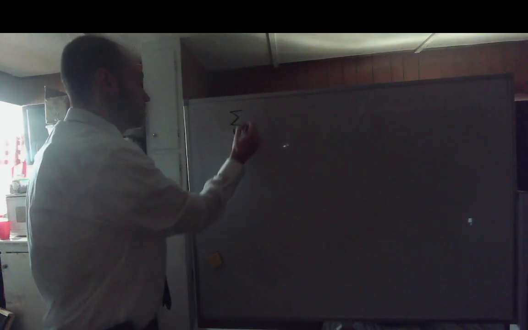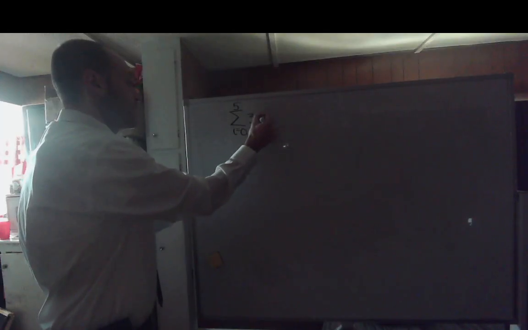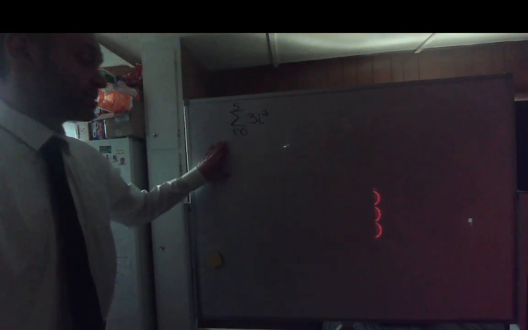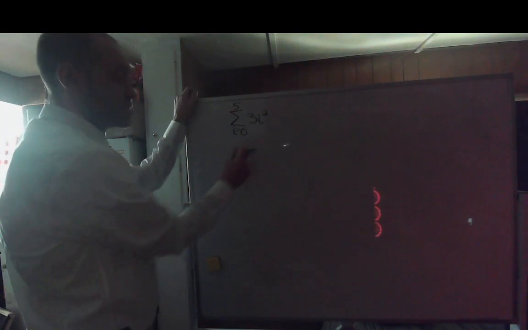Now, what about this? You have i equals 0 to 5 of 3i squared. So this time you're starting with the first number being 0 to 5. Well, you have to account for every single number. So what we're going to have to do here then is find those terms of the sequence.